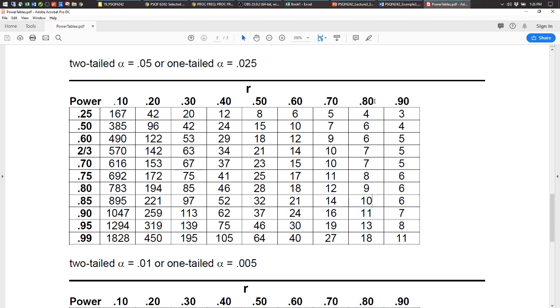Question? Yes, so power is the one going down the column, and then this 0.1 through 0.9 is your effect size. So R is going across the top. Going down the side is your power, your probability of finding that R if it's really there. The values in the cells are the number of people it takes to hit that level of power for that R.